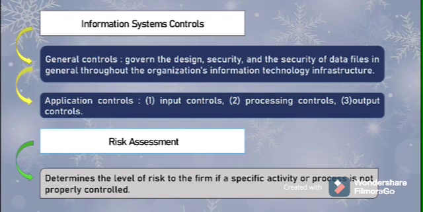Okay, input controls check data for accuracy and completeness when they enter the system. There are specific input controls for input authorization, data conversion, and data editing and error handling. Processing controls establish that data are complete and accurate during updating. Output controls ensure that the results of computer processing are accurate, complete and properly distributed.